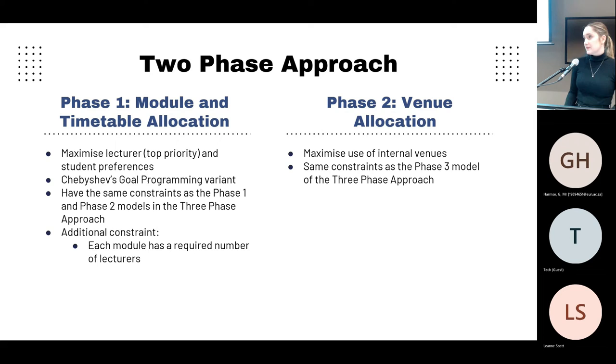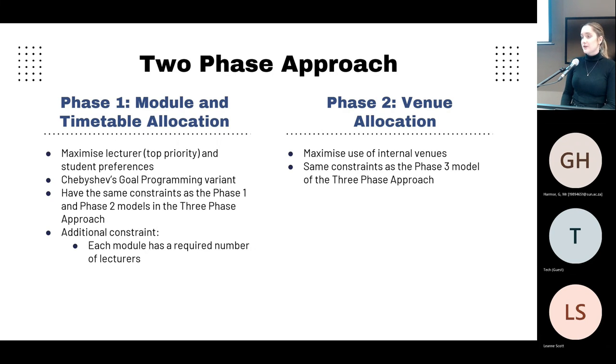The venue allocation, we've split this up from all of this because we don't really see it as an issue that we're trying to solve, because currently we have two internal venues that are usually always available, and if your class is too big or it's not available, you just have to book a venue through the venues department.